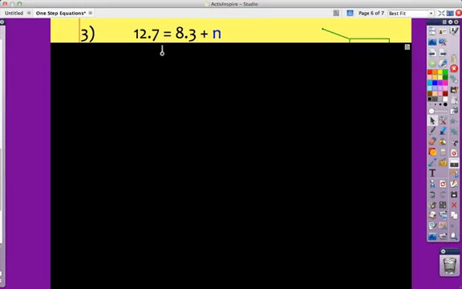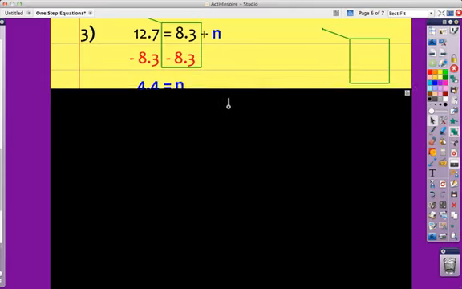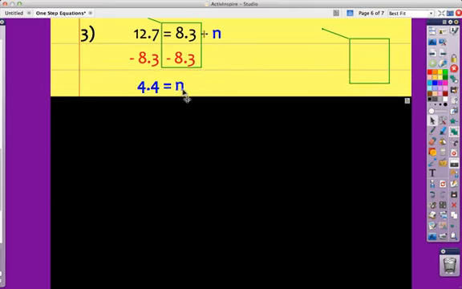So we have an 8.3, and it's positive. There's no negative here. So how do we get rid of it? We put a negative 8.3 with it. So again, those are our zero pairs. They're out. The only thing I have left over here is the n. N comes down. Only thing that's left on that side is the n. 12.7 minus 8.3 is 4.4.